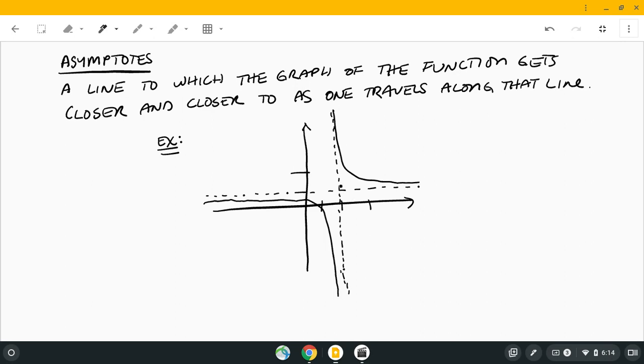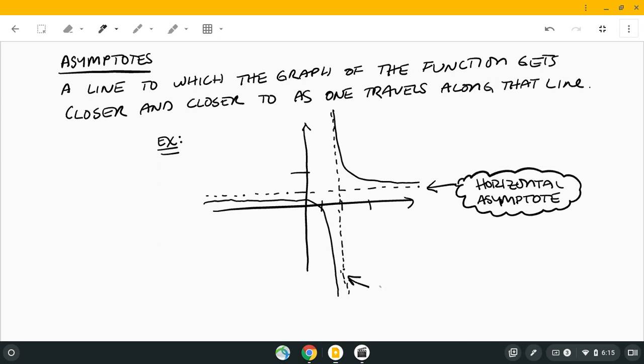Okay, so these are the asymptotes. Okay, these dashed lines are what we call asymptotes. This one here is the horizontal asymptote. And this one over here is the vertical asymptote. Okay.